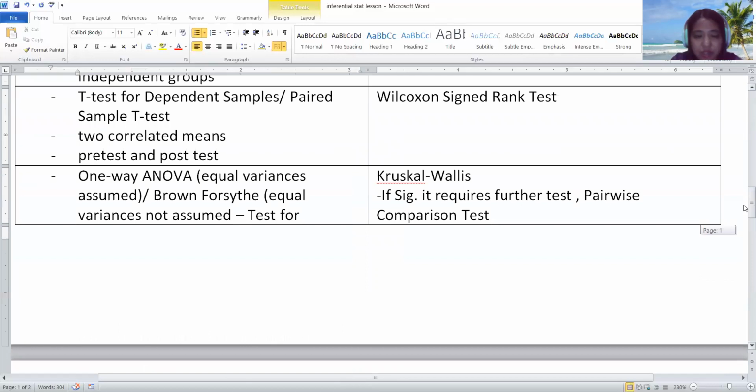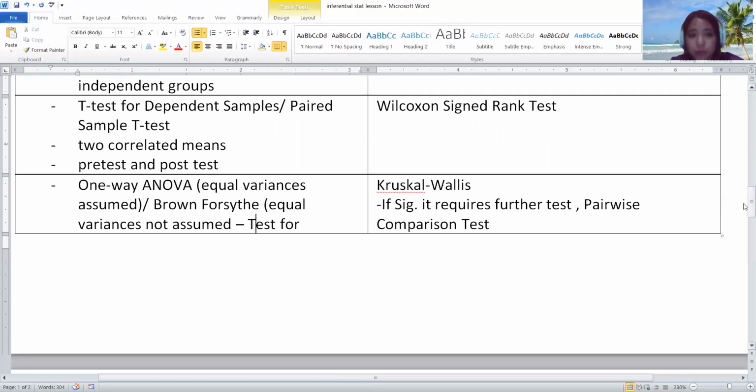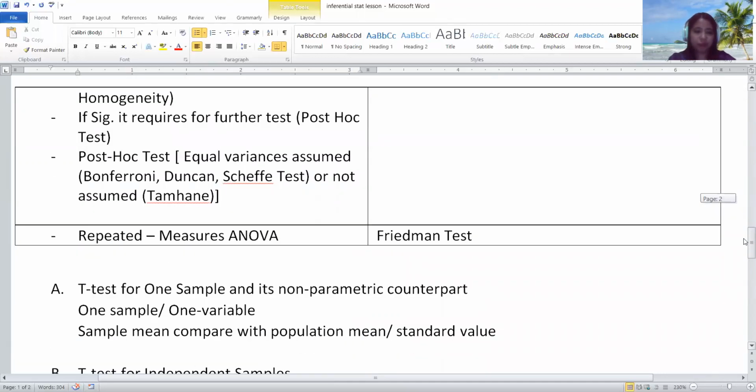So let us consider the counterpart of one-way ANOVA. The counterpart is Kruskal-Wallis. In case your data is ordinal, and you're going to compare three or more groups, then you're going to use Kruskal-Wallis. Or just in case, again, you did not meet the condition of normality, then you're going to use Kruskal-Wallis. There is also a counterpart for the post hoc test, and that is called pairwise comparison, a non-parametric test.